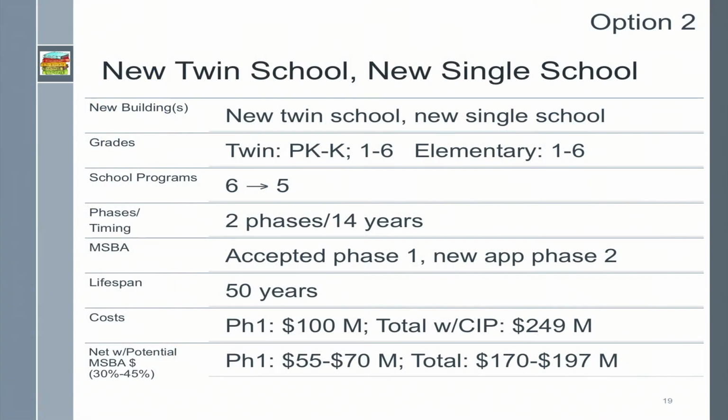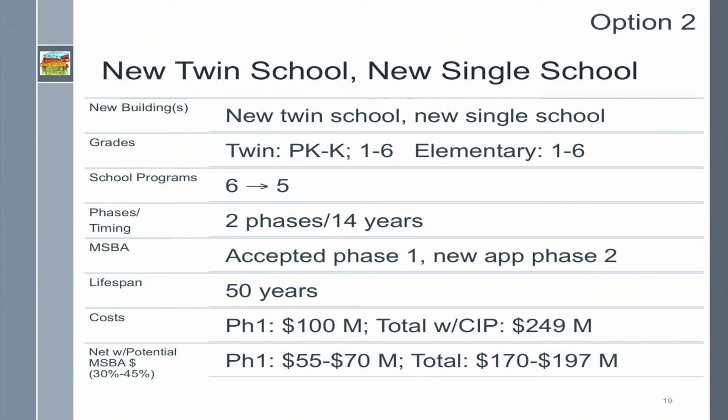So moving on to option 2. In option 2, we would have a new twin elementary school and then a new single elementary school. In this option, the twin school would house 1 elementary program and the early childhood center, and the new single school would house another elementary program. The 6 current elementary programs would be reduced to 5.